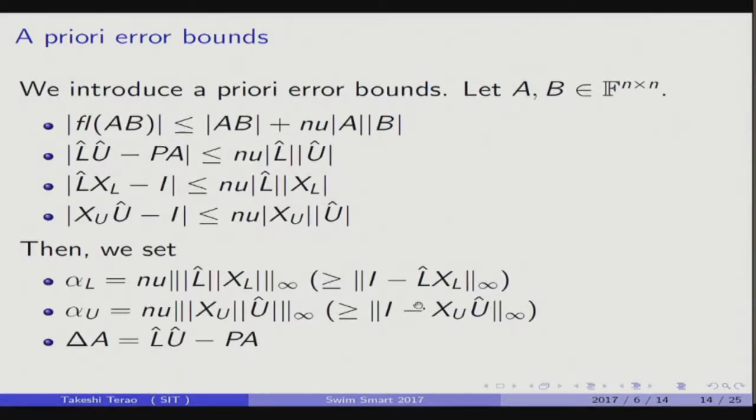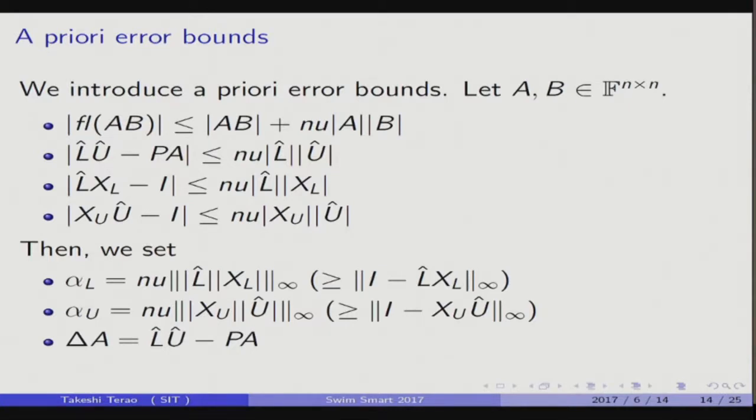Next, we introduce a priori error bounds. So this is a computed result of matrix multiplication bounded by this one. Next, these are inequalities for the real result of LU decomposition and triangular systems.